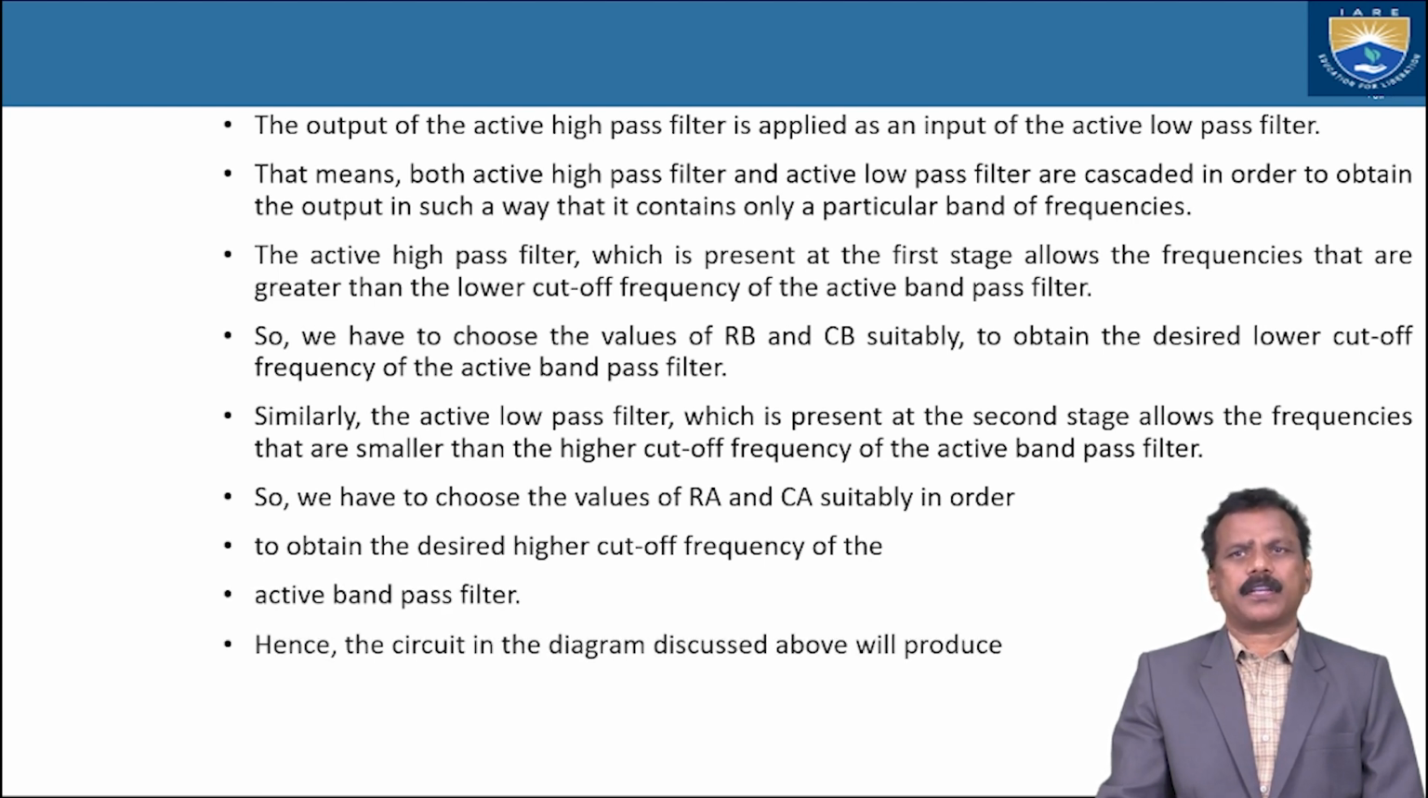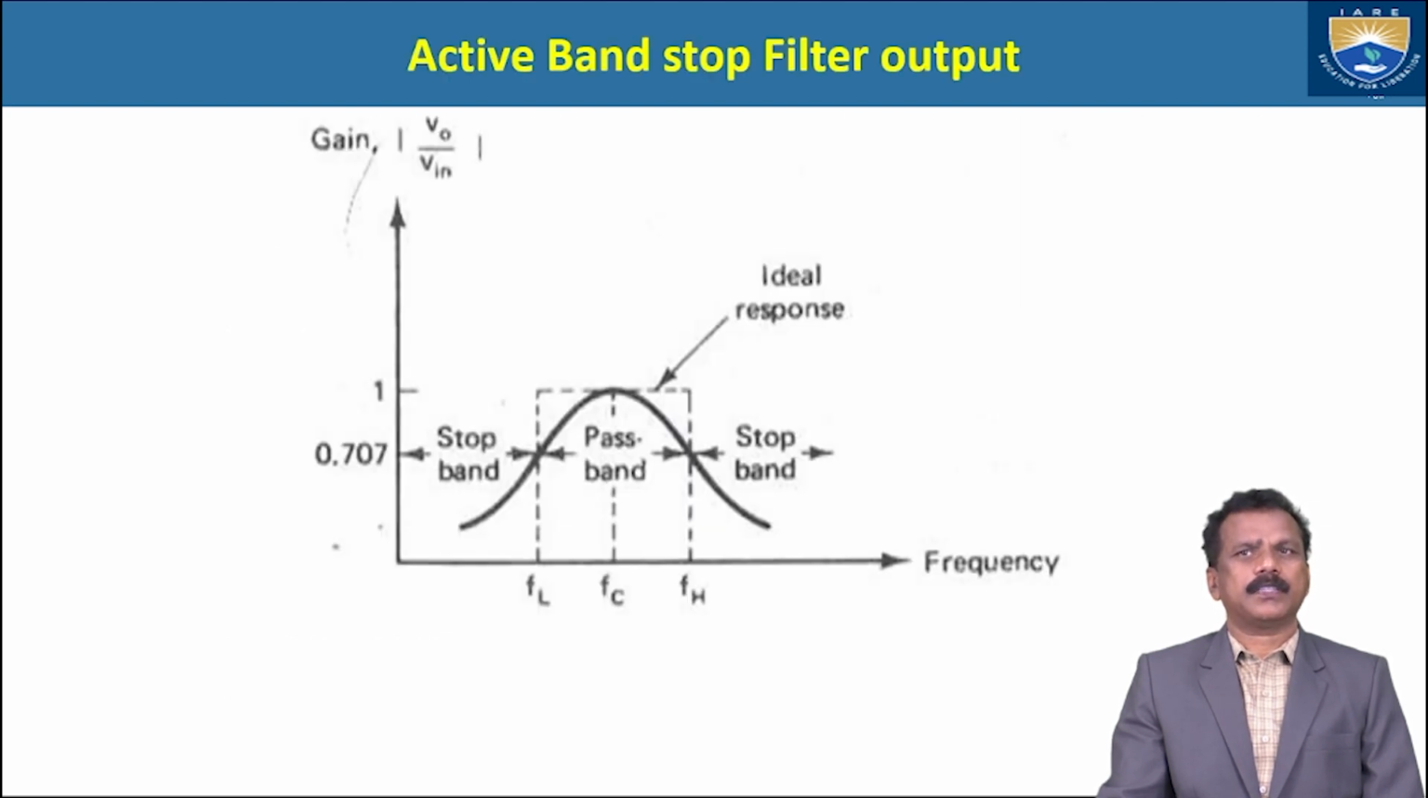Okay, hence the circuit in the diagram discussed above will produce, as per the previous circuit diagram, an active band pass filter output, like this. So the output response is frequency versus the gain. We know that gain is output voltage by input voltage, versus that frequency.